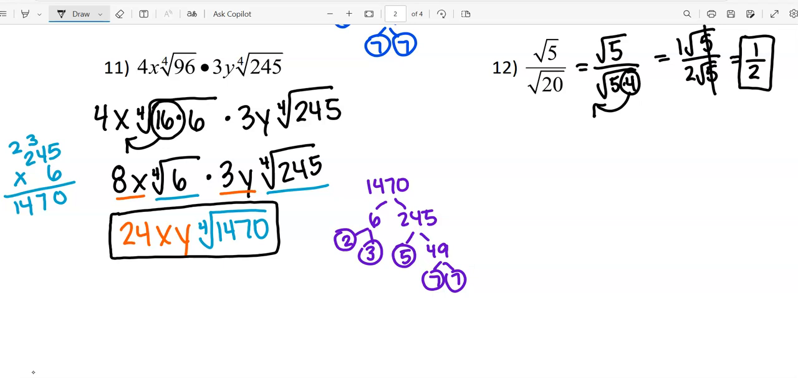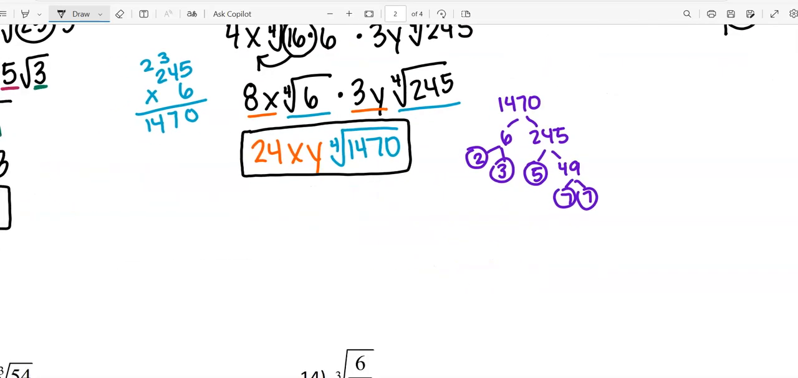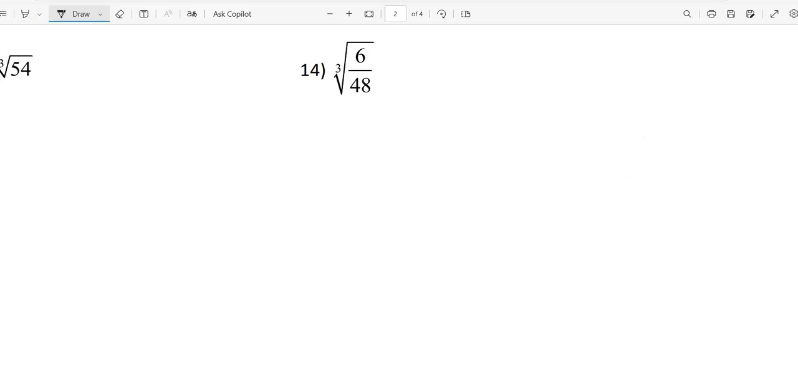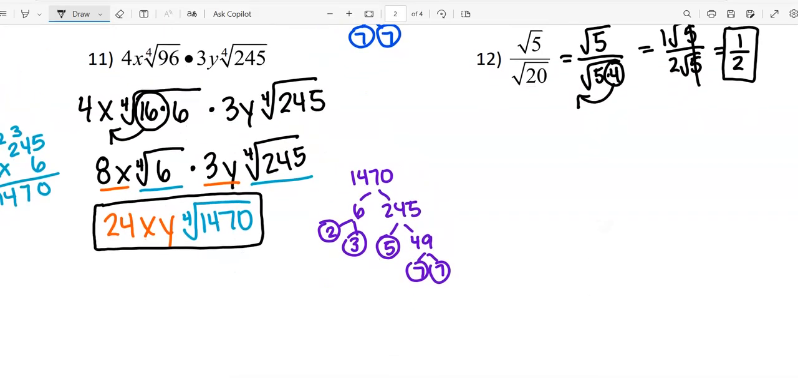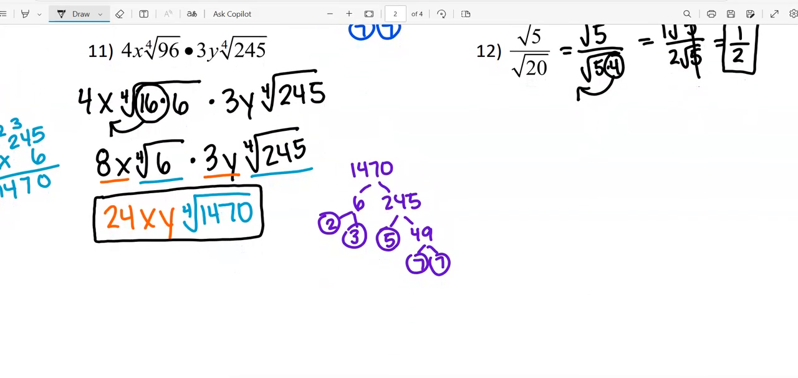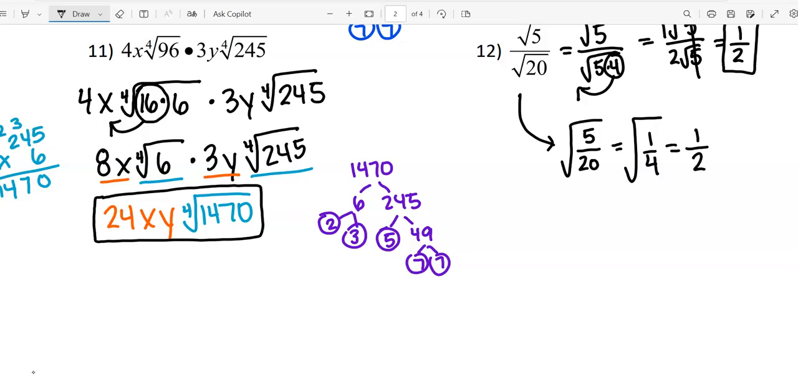You could also look at it kind of like number 14. So number 14 essentially is written a different way than number 12, but they mean the same thing. And so if you wanted to write number 12 like number 14, you could have said the square root of 5 over 20, which is equivalent. And what does 5 over 20 simplify to? 1 over 4, and what's the square root of 1? 1. What's the square root of 4? 2. You could have gotten there that way as well. So there's two different ways to look at it.